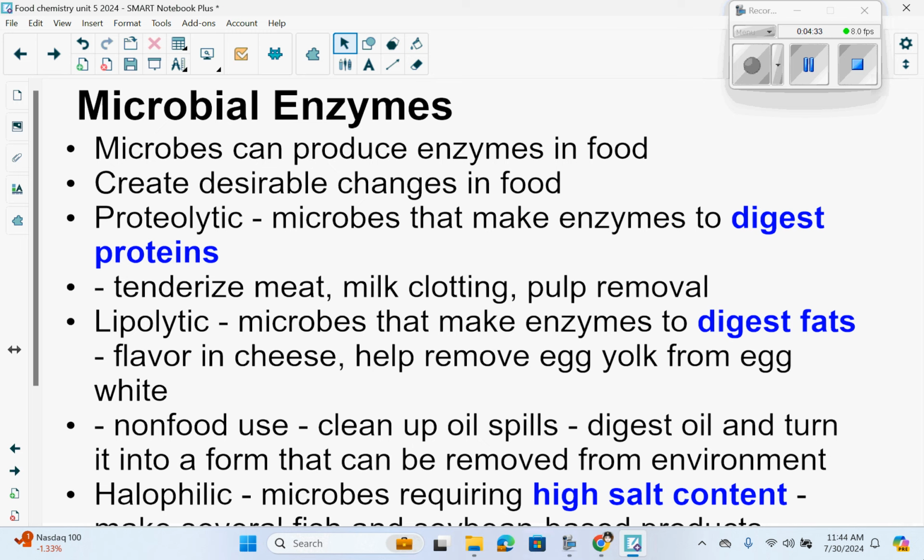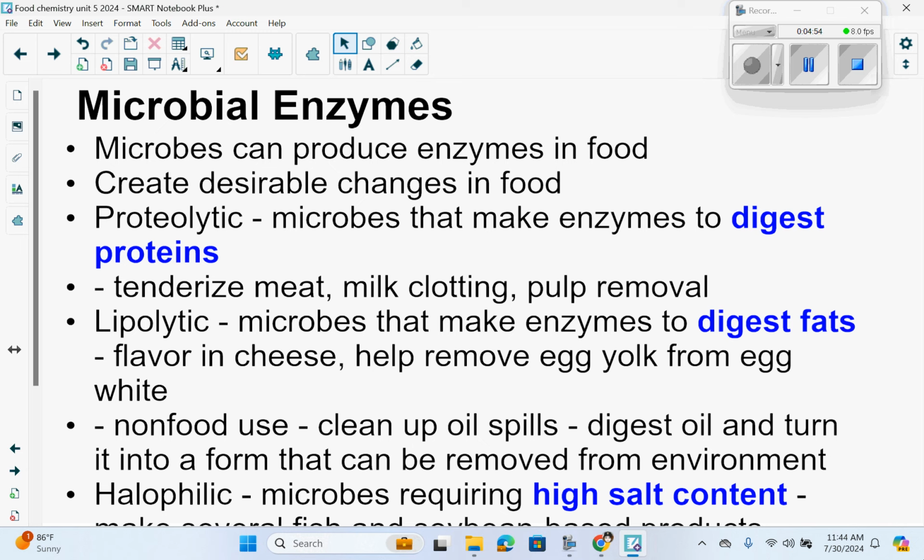Microbial enzymes. Microbes can produce enzymes in food. They create desirable changes in food. Proteolytic microbes make enzymes to digest proteins. These are used to tenderize meats. They're involved in milk clotting or pulp removal.